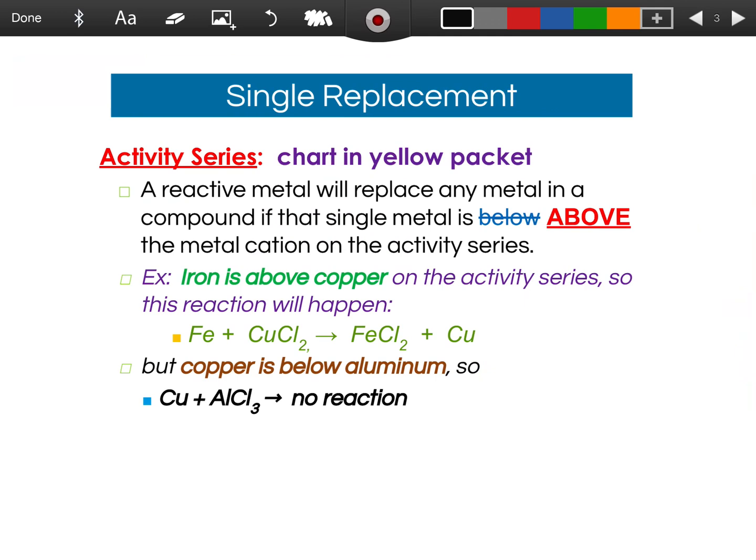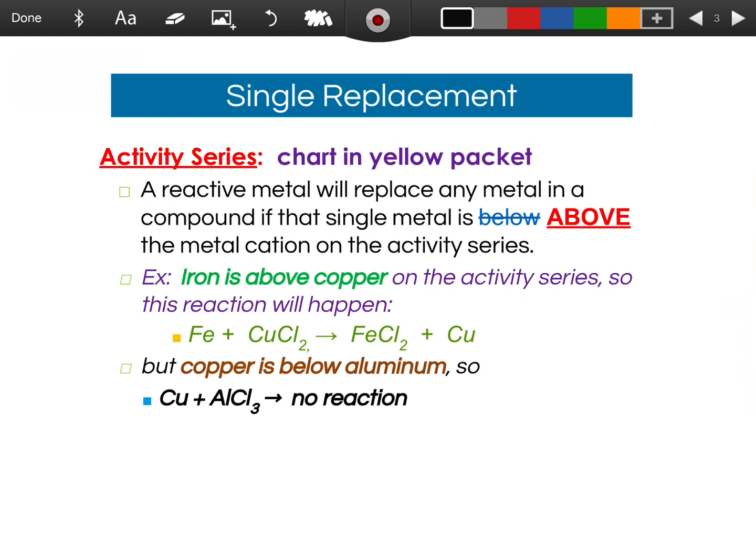So when you're looking at the activity series, the more reactive metals are at the top, the least reactive metals are at the bottom. So if you look like silver, platinum, and gold are towards the bottom, those are used in a lot of jewelry, so we don't want those to be reactive. Whereas at the top, lithium, rubidium, potassium, those actually react with the moisture in the air, so those are highly, highly reactive.